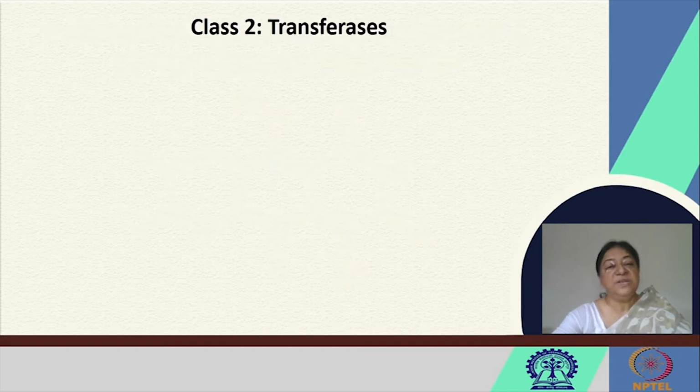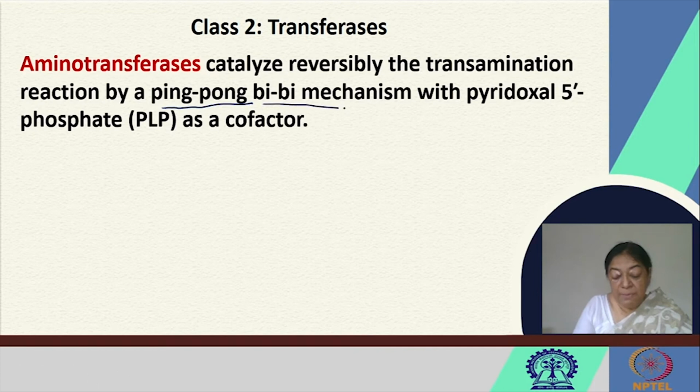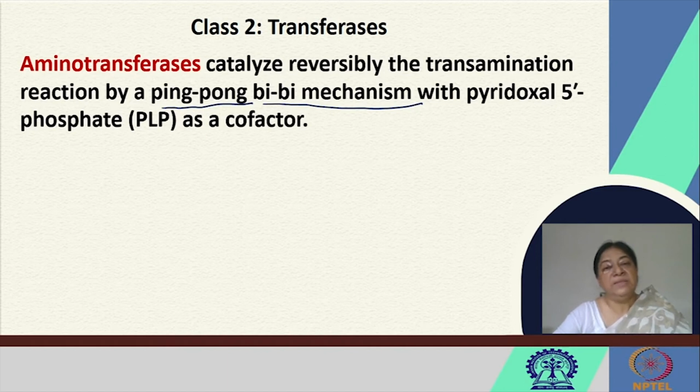For the transferases, we will be looking at aminotransferases. Aminotransferases catalyze in a reversible fashion the transamination reaction by what is called a ping-pong bi-bi mechanism. When we look at enzyme kinetics, we will see what we mean by this bi-bi or ping-pong mechanism in terms of enzyme-substrate complex formation.